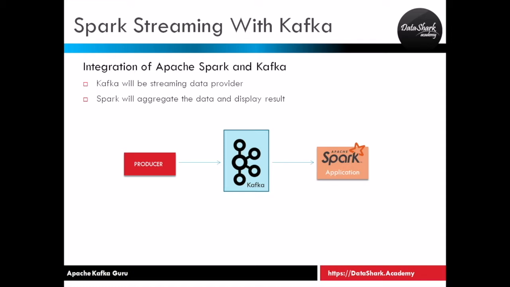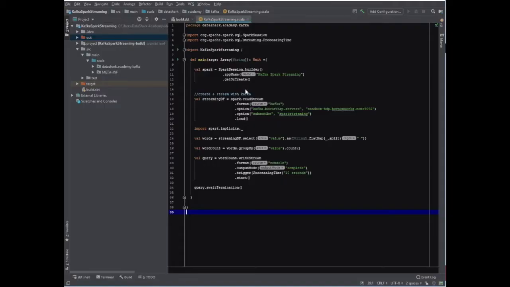So let's take a look at the code now. So this is our Spark streaming application. Inside this application, we have defined an object with the name as Kafka Spark Streaming. Next, we have defined a main method in it. This will be the entry point for our application.